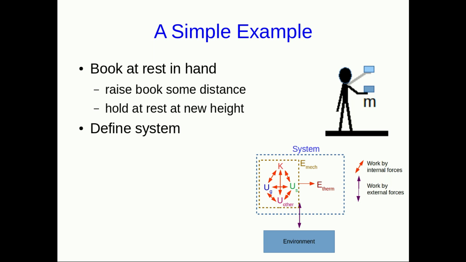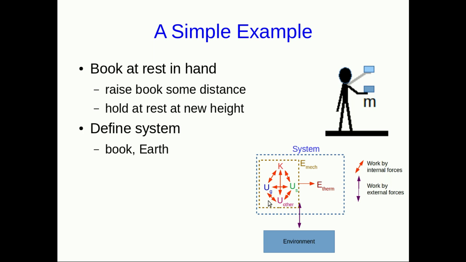We should define our system, and from now on we should be quite careful about defining our systems. I'm going to define it as the book and the earth, and this might strike you as rather strange. Why am I including the earth, but not including the person who's lifting the book? Well, the answer is that I want the gravitational force, the weight, which is exerted by the earth, to be inside the system, because then I know how to deal with it.